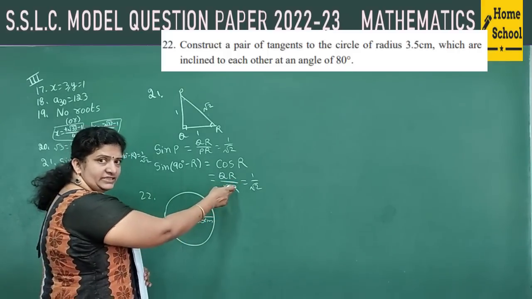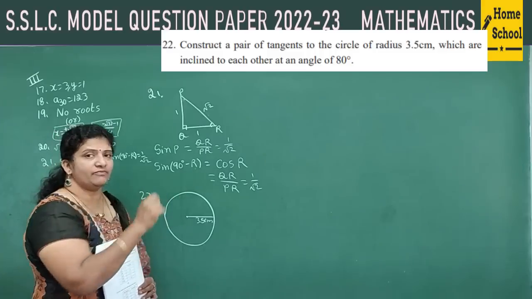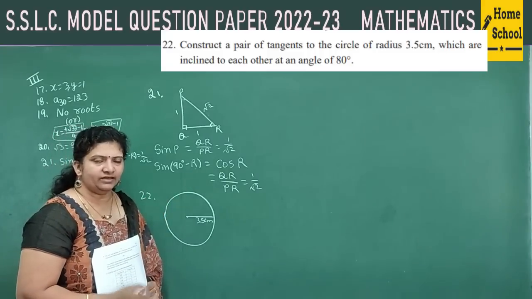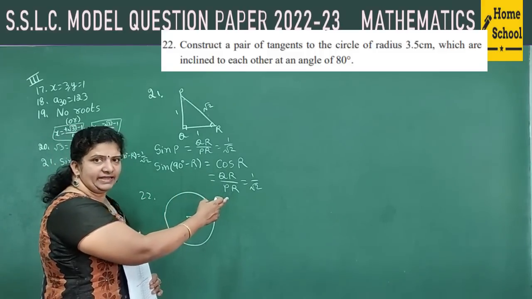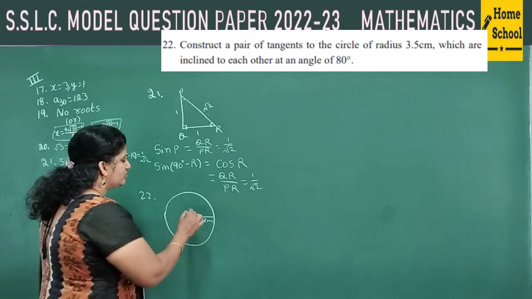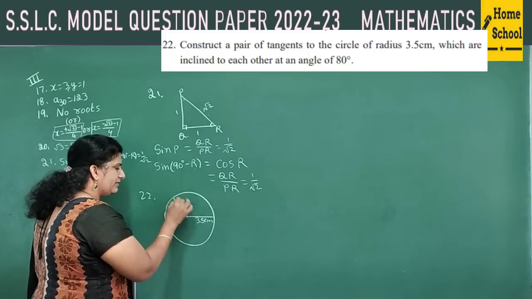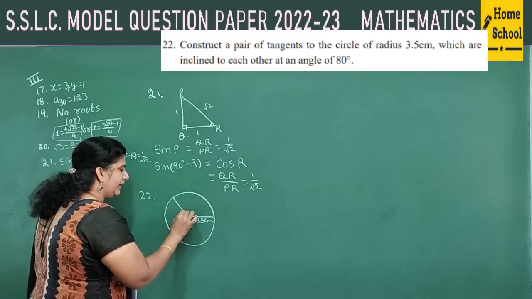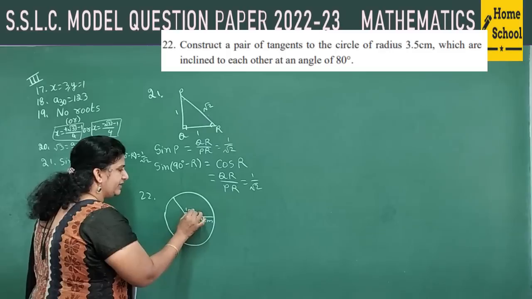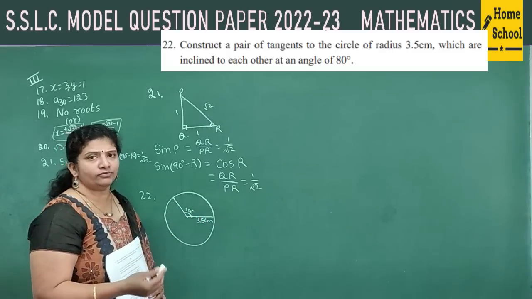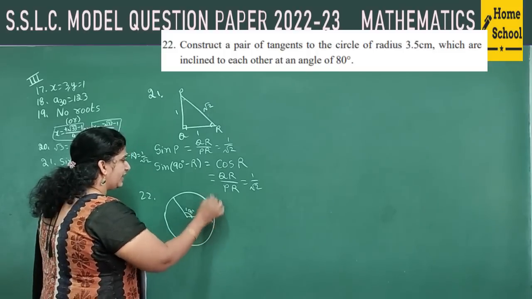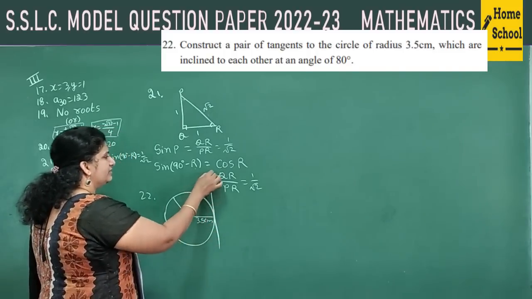80 degrees. Tangential angle and central angle sum will be 180, right? 180 minus 80 is 100 degrees. So here make an angle 100 degrees and join to get a radius. This is 100 degrees. And now you know how to draw a tangent. By using that, draw the tangents.